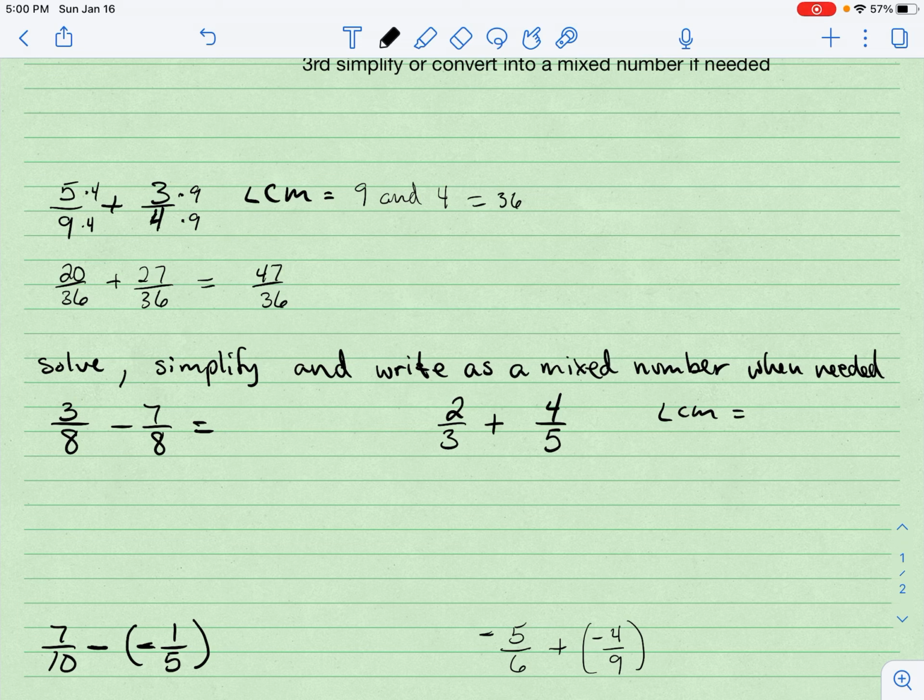So, 3 minus 7 equals negative 4/8. This can be simplified. So 4 and 8, you divide both of them by 4. That's going to give us 1 and 2. So this becomes negative 1/2.